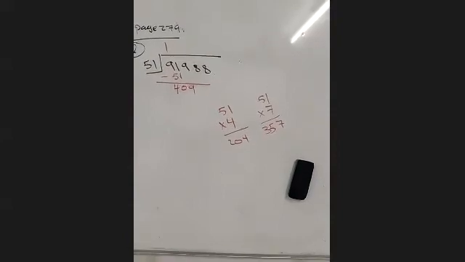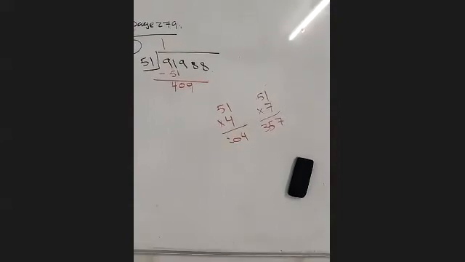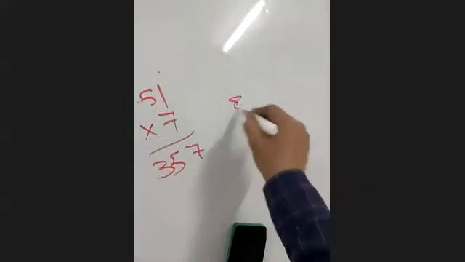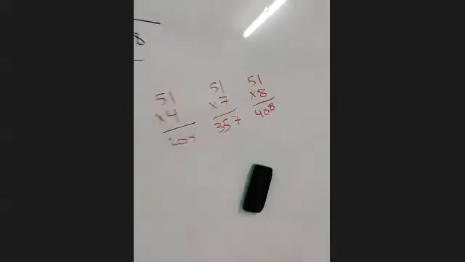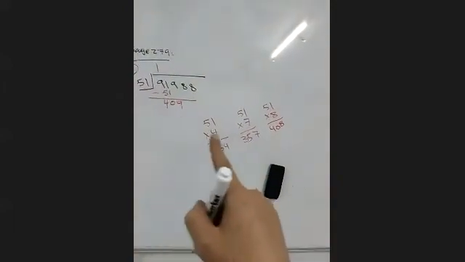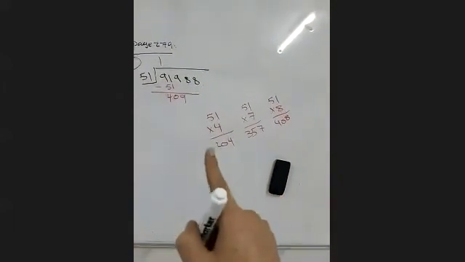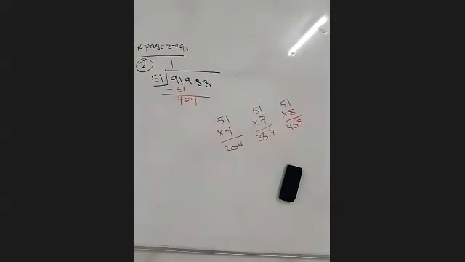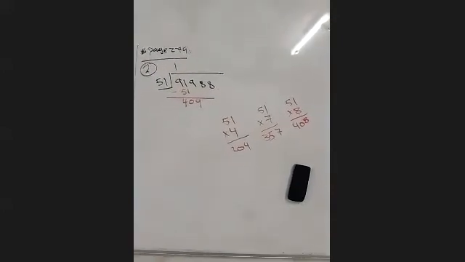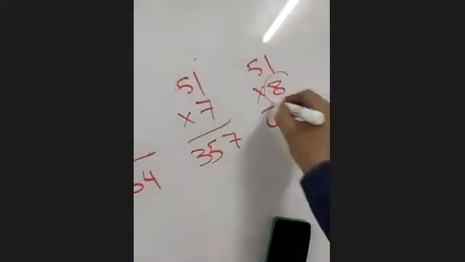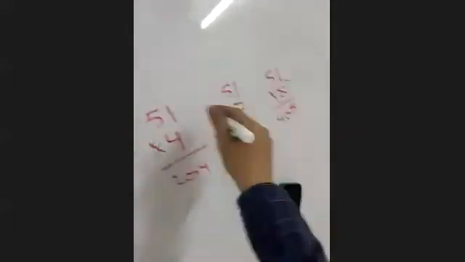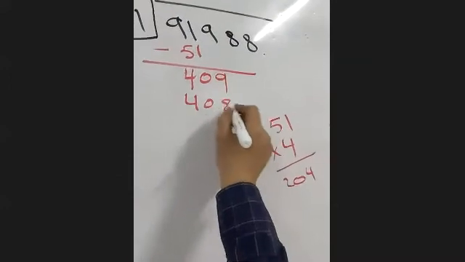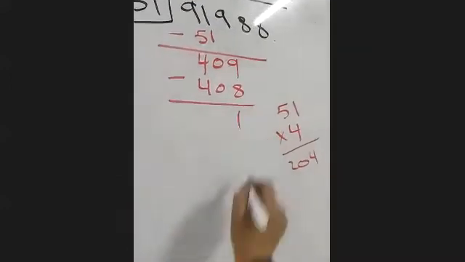357, 409. Try 8. 8 by 51 is 408, 8 by 50 is 400. 408, 409. 357, 409, 204, 409. What will I select? 8. The 8 is the closest one. So 8 by 51 is 408. So I'll put 408. So you subtract.